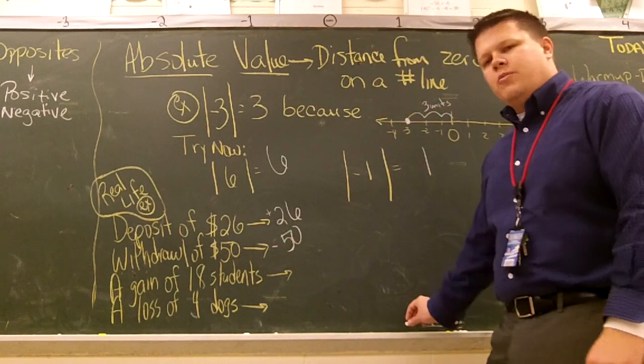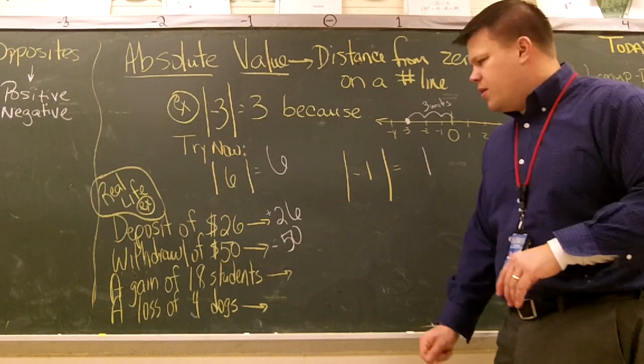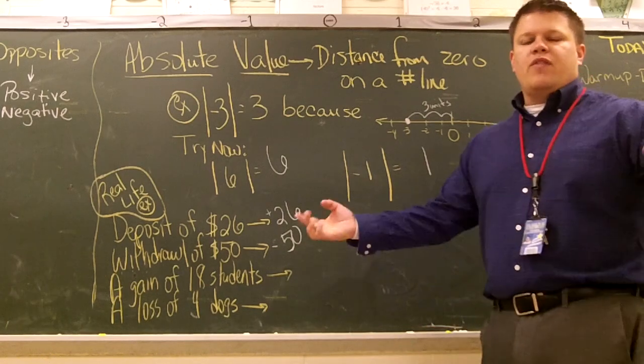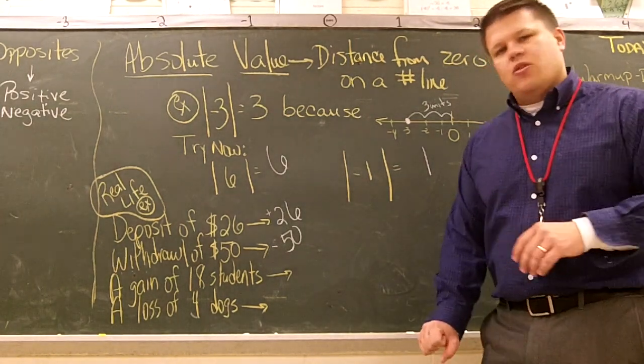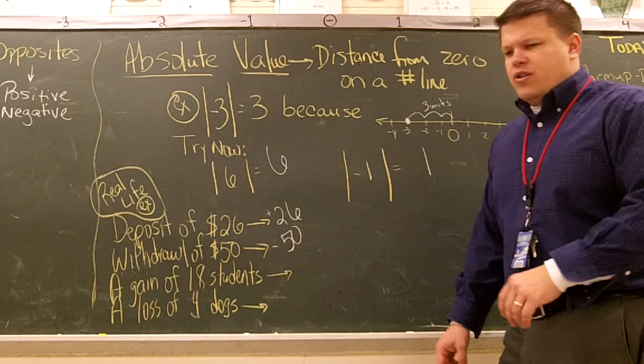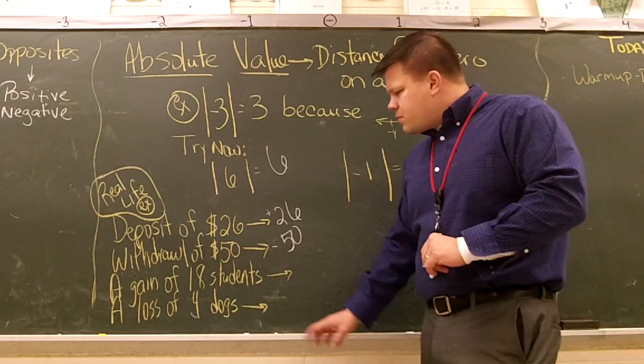I'm going to let you do the last two by yourself and let you complete your own notes. But I'll give you a quick read on those. A gain of 18 students. If you were a teacher and you gained 18 students into your class, what kind of integer would that be? Would that be a positive integer or a negative integer? And I'll have you write that in the blank yourself.